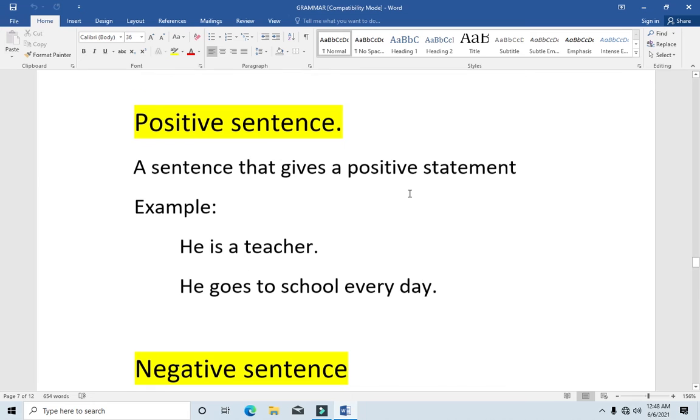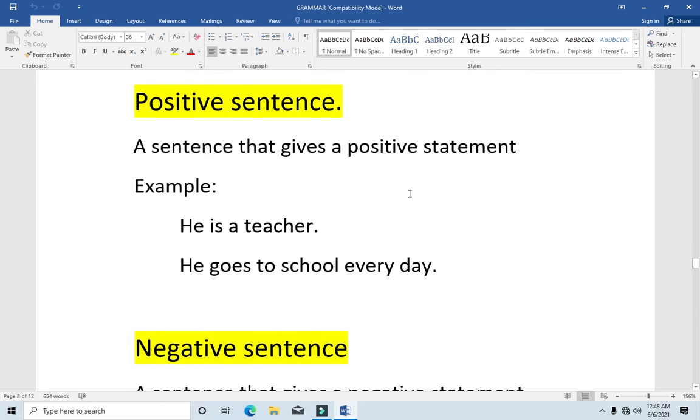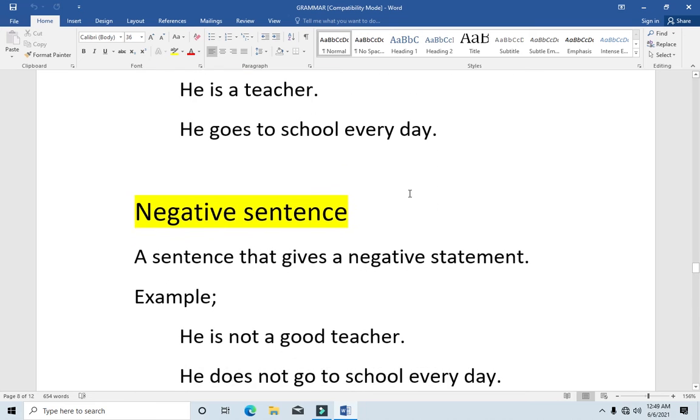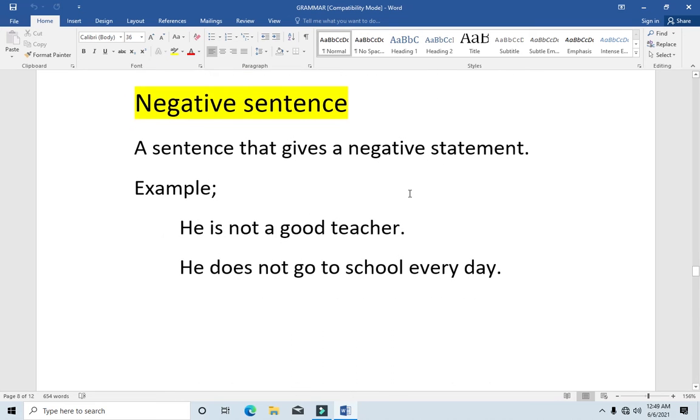There are two kinds of assertive sentence. The first one is positive and the second is negative sentence. So now we are going to discuss one by one. The first one is positive sentence. Definition: a sentence that gives a positive statement. For example, he is a teacher, he goes to school every day. So these are the examples of positive sentences and they give a positive statement.